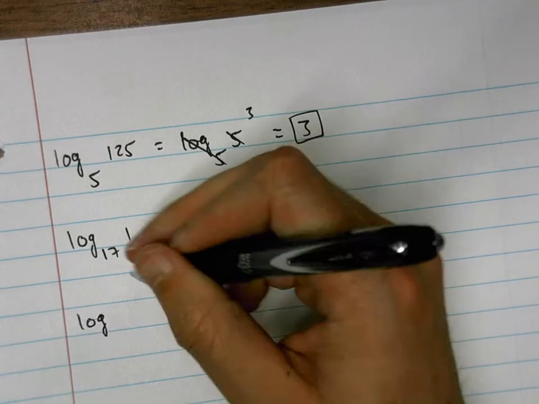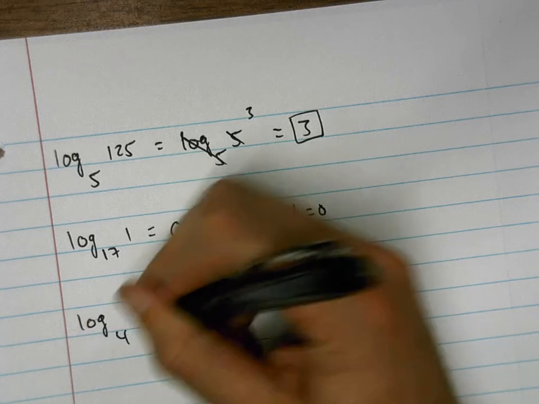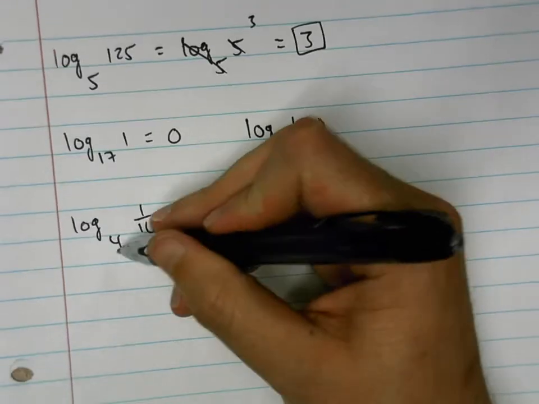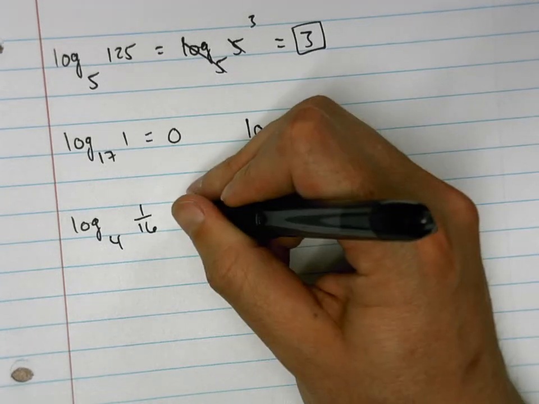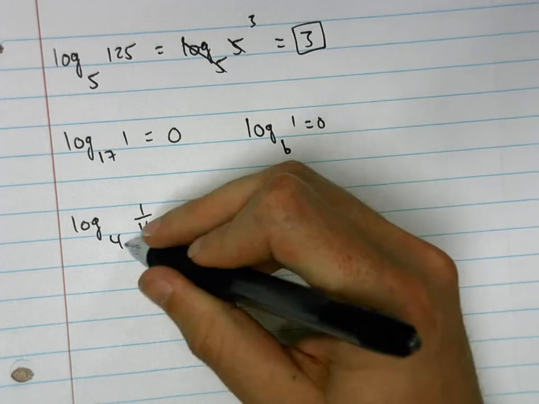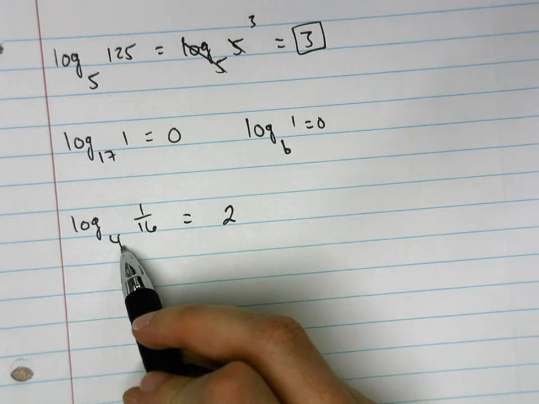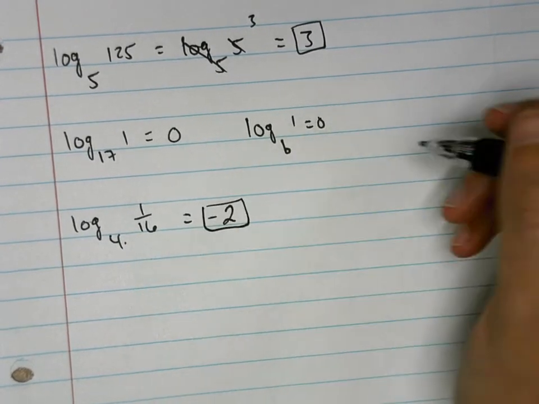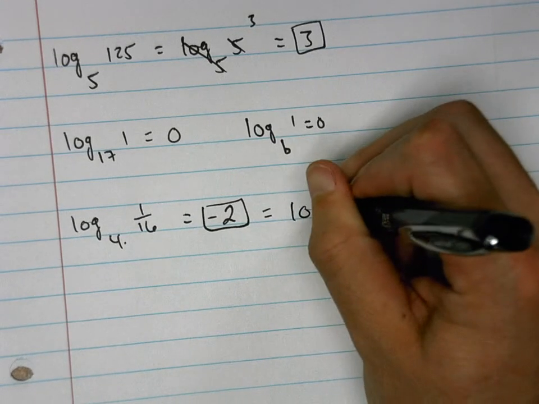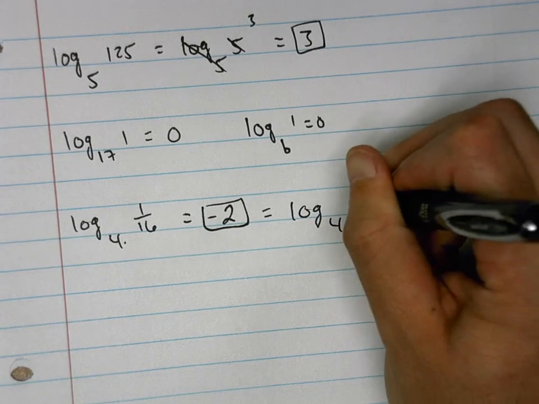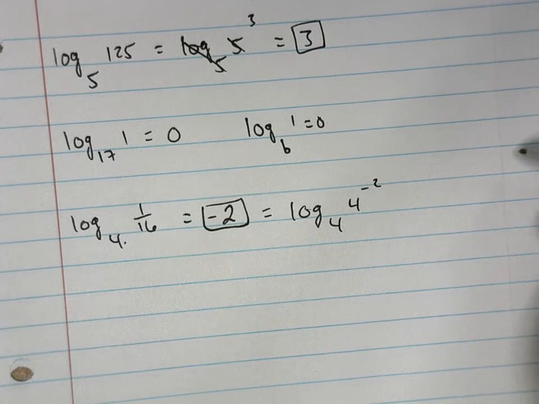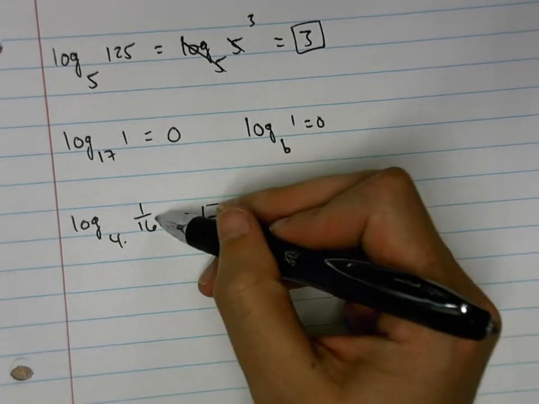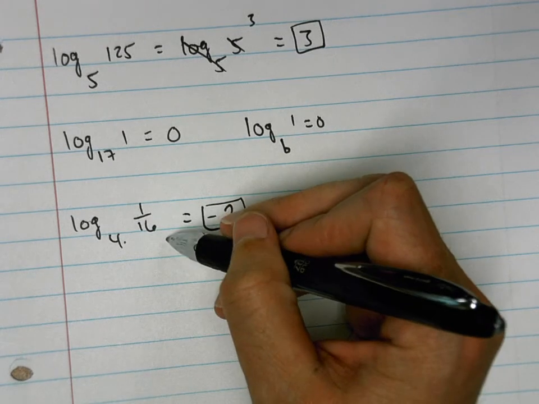Let's say we got log base 4 of 1 over 16. It's a fraction. So 4 to the what power is 16? Well, that would be a 2. 4 to the second power is 16. But because we're going from a whole number to a fraction, this needs to be a negative 2. Because you could rewrite this as log base 4 of 4 to the negative 2 power. 4 to the negative second power is 1 over 16.